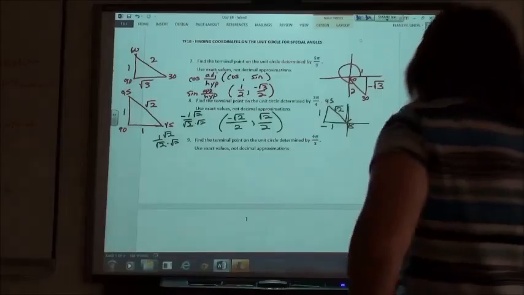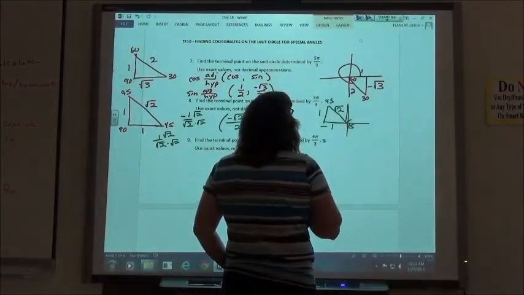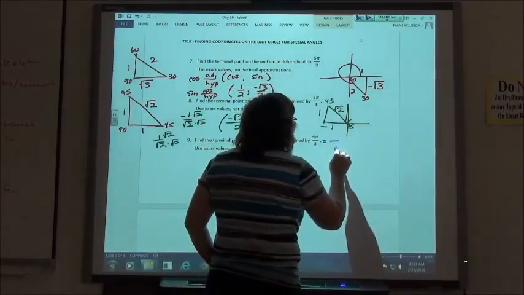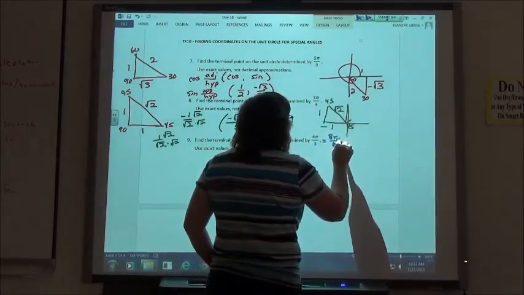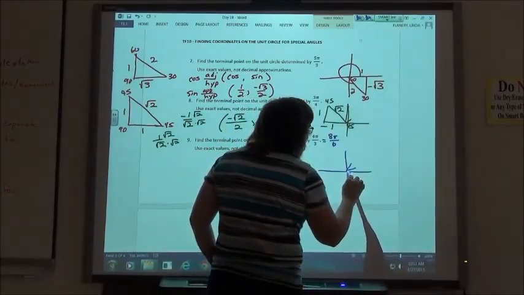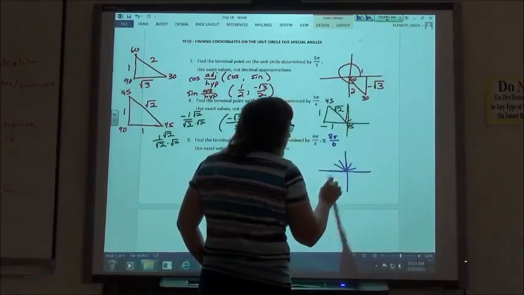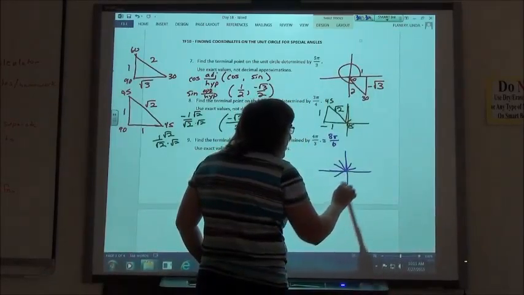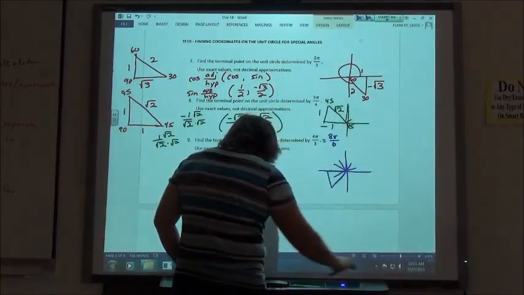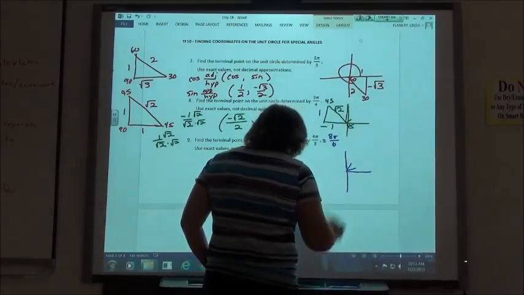So number 9, we want to find 4 pi over 3. We're going to change it into pi over 6. So I'm going to do 8 pi over 6. So 1 pi over 6, 2 pi over 6, 3 pi over 6, 4 pi over 6, 5 pi over 6, 6 pi over 6, 7 pi over 6, 8 pi over 6. So my reference triangle is going to be down here in quadrant 3. I'm going to redraw it.